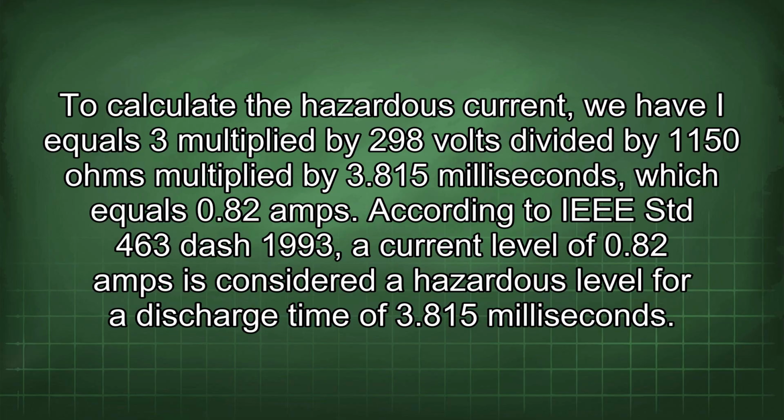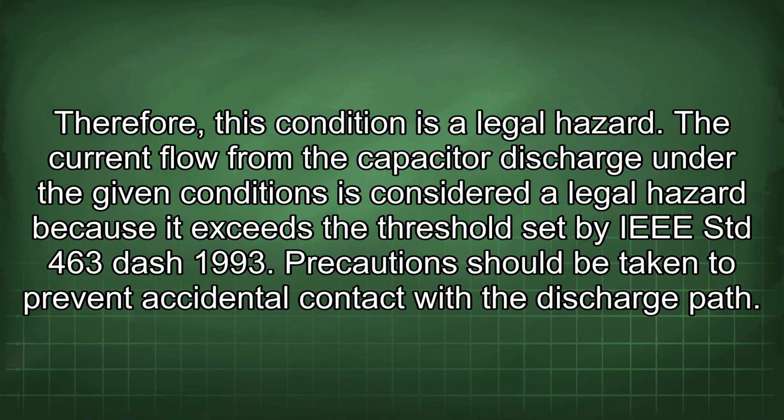According to IEEE STD 463-1993, a current level of 0.82 amps is considered a hazardous level for a discharge time of 3.815 milliseconds. Therefore, this condition is a legal hazard. The current flow from the capacitor discharge under the given conditions is considered a legal hazard because it exceeds the threshold set by IEEE STD 463-1993. Precautions should be taken to prevent accidental contact with the discharge path.